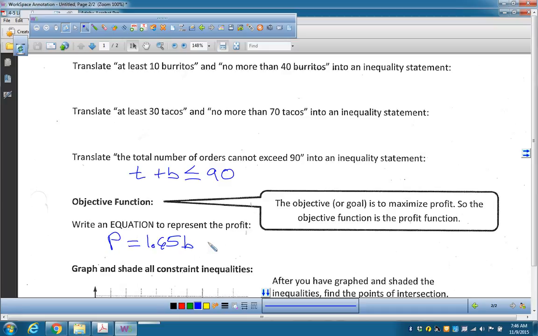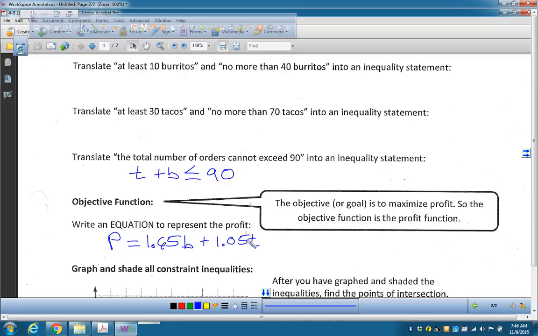And plus 1.05 per taco. Okay? And this equation is called T. And this equation is called the objective function because that's the thing that you're trying to maximize.